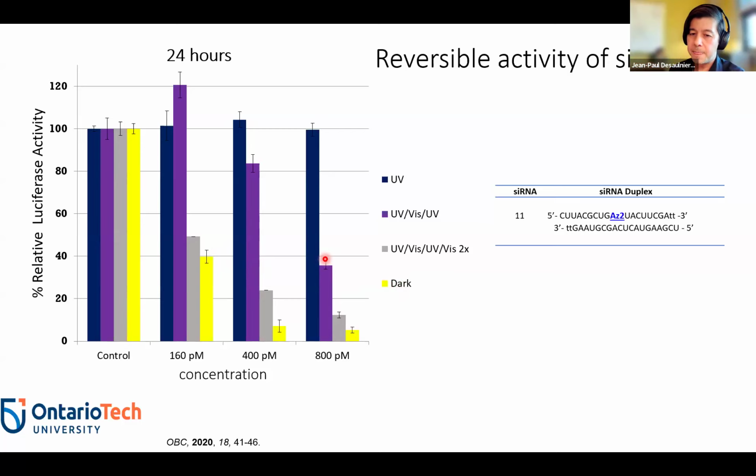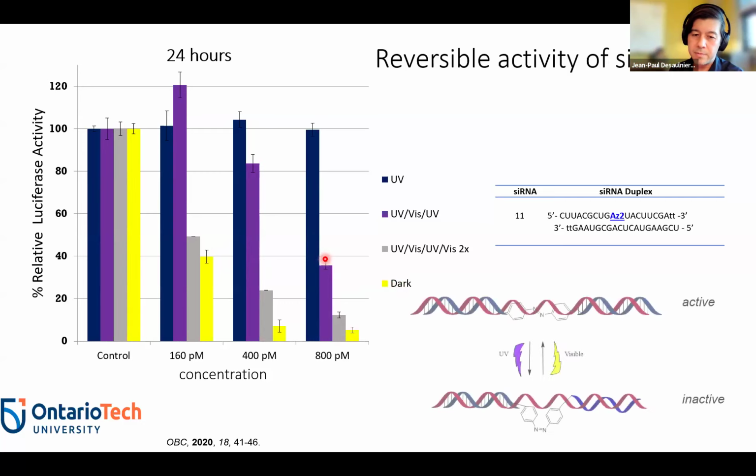Now, with this in hand, we did want to start moving away from UV light, however, because UV light, as you know, is really not ideal for biological systems, because it can cause TT dimer formation and it's really not practical.